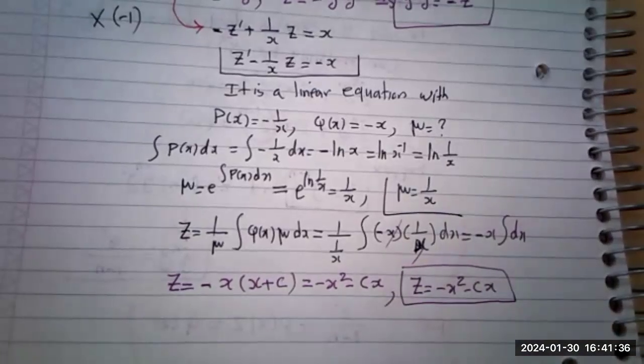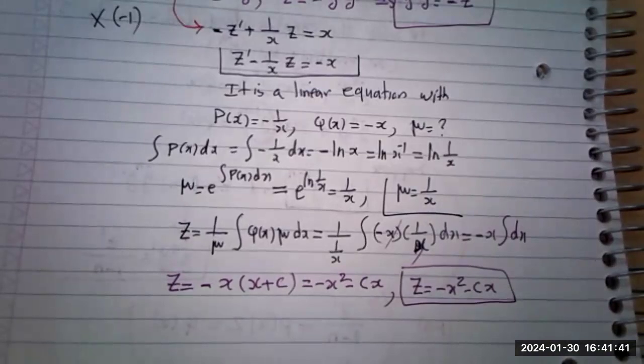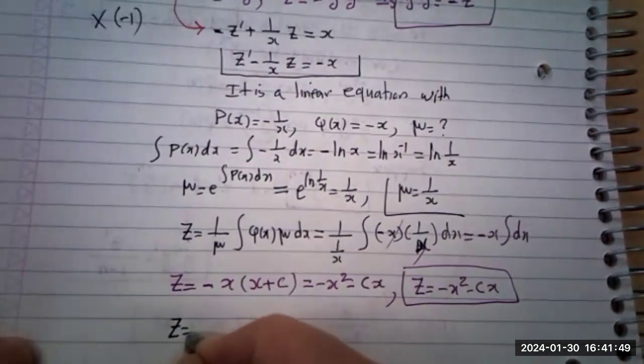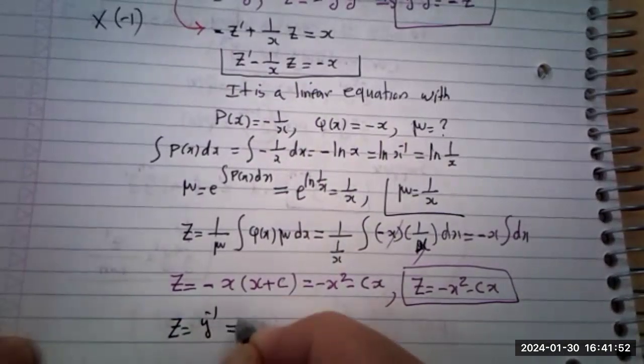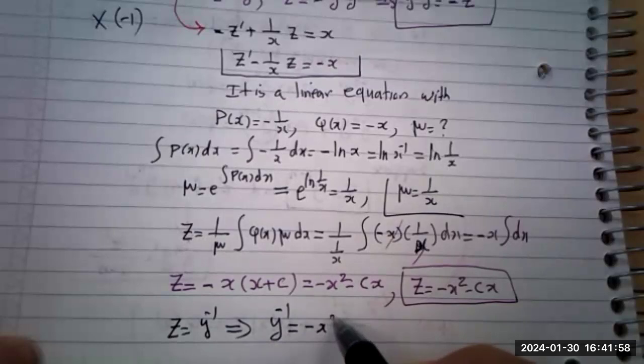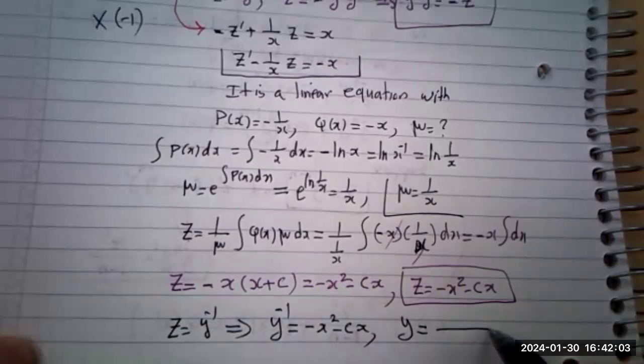Any questions? You're not done. You have to substitute z. Remember, for this problem z was y to the negative 1. So z is equal to y to the negative 1. This is going to be the final answer: y to the negative 1 is equal to negative x squared minus cx. Change it to the positive power. So y equals 1 over negative x squared minus cx.